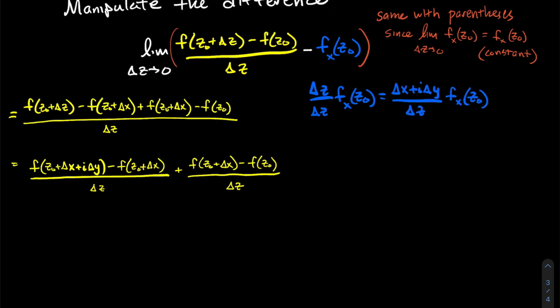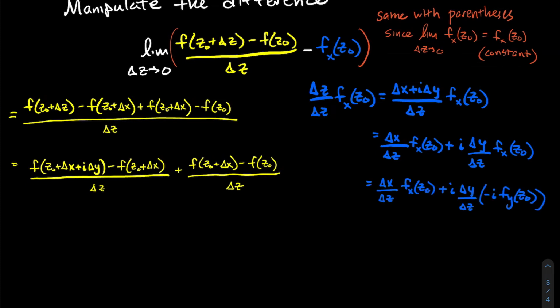And what am I going to do then? Well, delta z can be pulled apart a little bit. It says delta x plus i delta y. And then we're going to split that fraction up. We're going to think of it as delta x over delta z times the derivative of f with respect to x, plus i times delta y over delta z times f's derivative with respect to x. And then just one last thing here. What you've noticed that I've done is I've changed this derivative of f with respect to x to minus i times the derivative of f with respect to y.